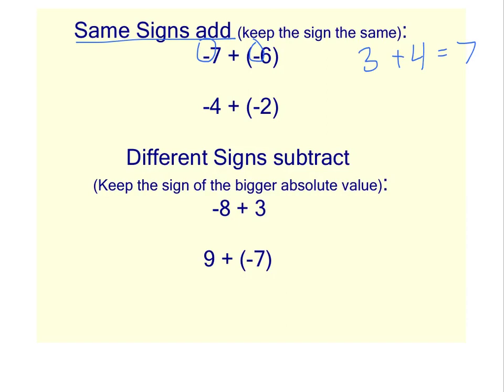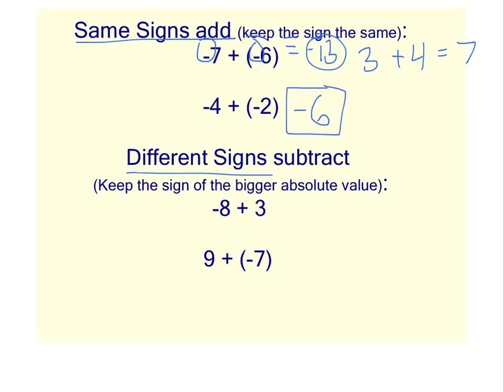-7 plus -6, I'm going to ignore the negatives for a second and just say what's 7 plus 6? That's 13, and I'm just going to keep the sign. So keep the sign, right? I'm going to keep it negative, so -13. -4 plus -2 is 6, and it's negative, so I'm going to keep the sign negative.